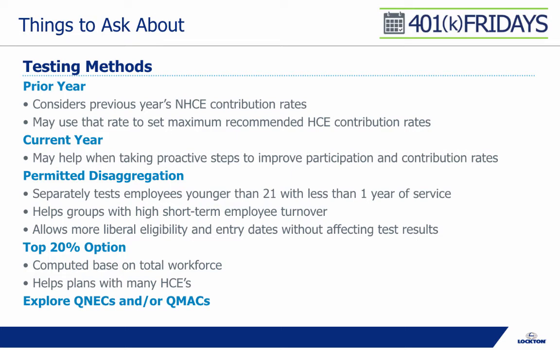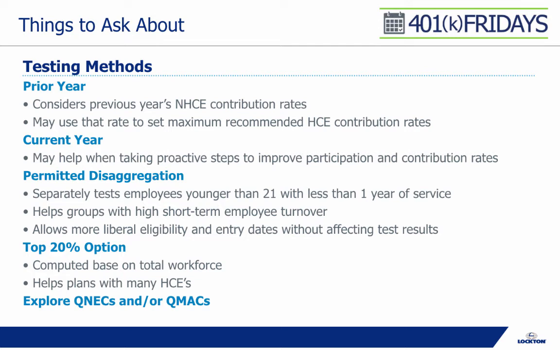If you were to use prior year and you've been doing a lot of work, whether it's adding automatic enrollment, changing your match, doing a lot of employee education, whatever it is, but if you're expending a lot of energy to improve your deferral, your contribution rates and your participation rates, then why not take advantage of that in the year that you're doing it and elect current year testing?